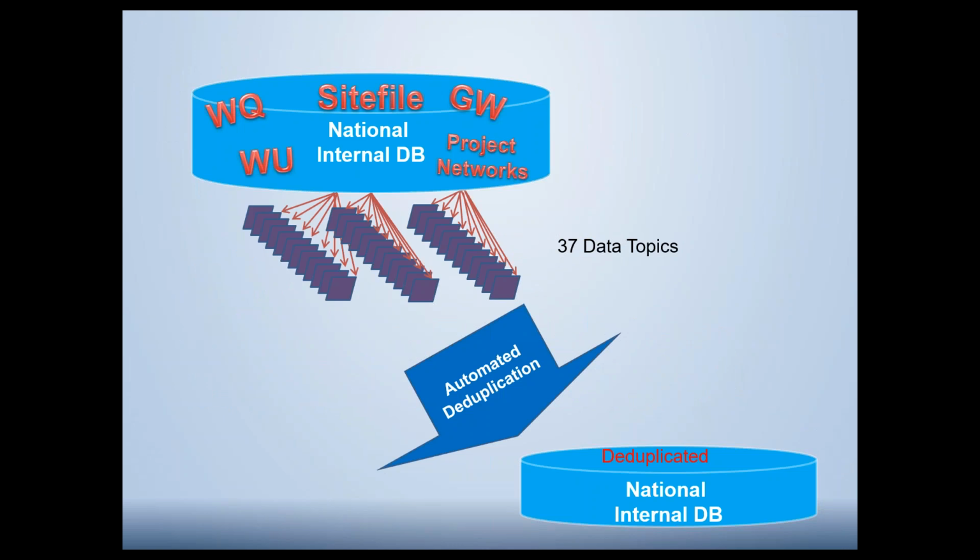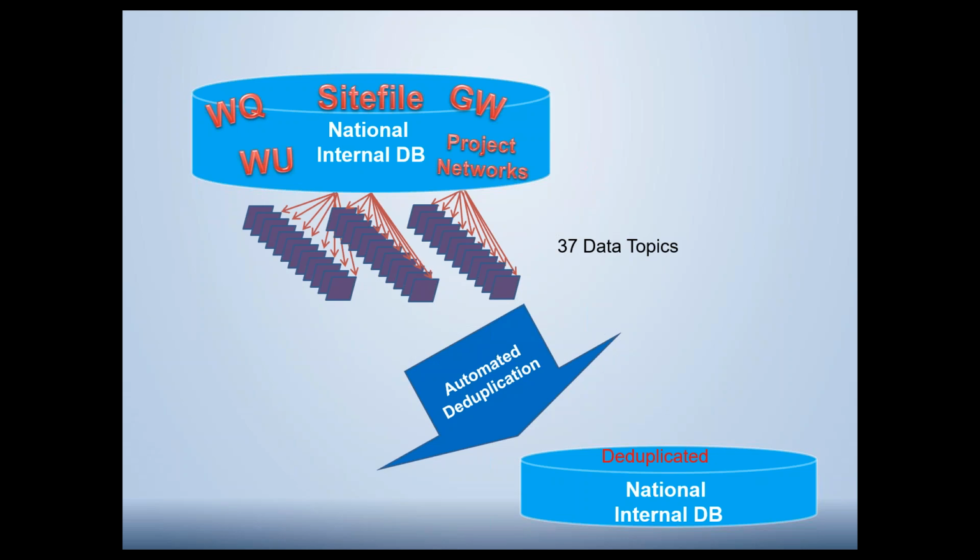I mentioned earlier that we have aggregated all that information into a national database to make the information available easily without having to go to each of the 45 different servers. So all that data sits together in the national database. We pull it into the national database. We run it through some scripts that we call deduplication scripts.